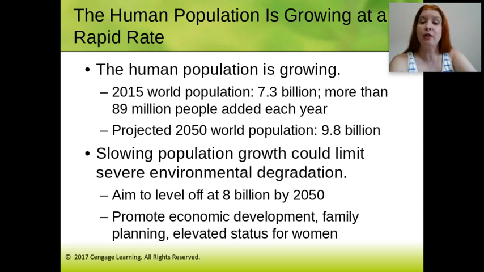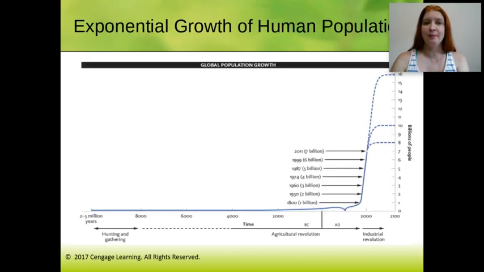Slowing the population curve could limit severe environmental degradation. The more people we have, the more resources we are using, and the more waste we're producing. So less people, less stuff. We want to aim to level off at about 8 billion by 2050. We want to promote economic development, family planning, and elevated status for women. As we will talk about this year, if we let women learn things and have jobs and stuff, the world is a better place.